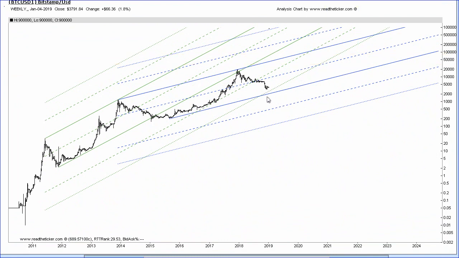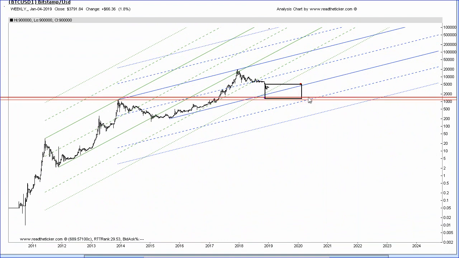Now, if we get a critical failure at this level here, like we did here, and it bases out for a lot longer, that means it might go down to 1,700, 1,500 over the next 12 months. Now, if we get a critical failure like that, what would that mean?